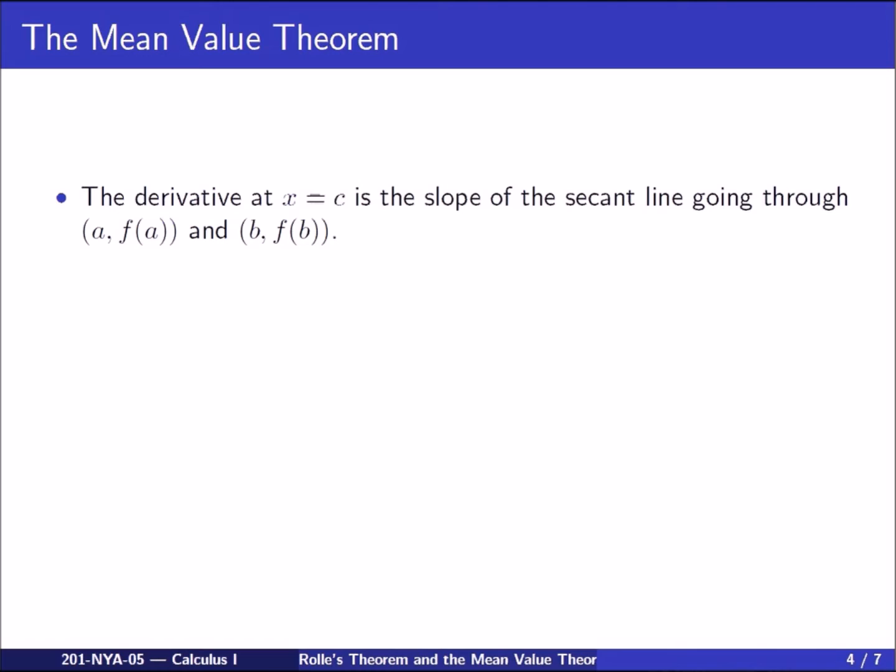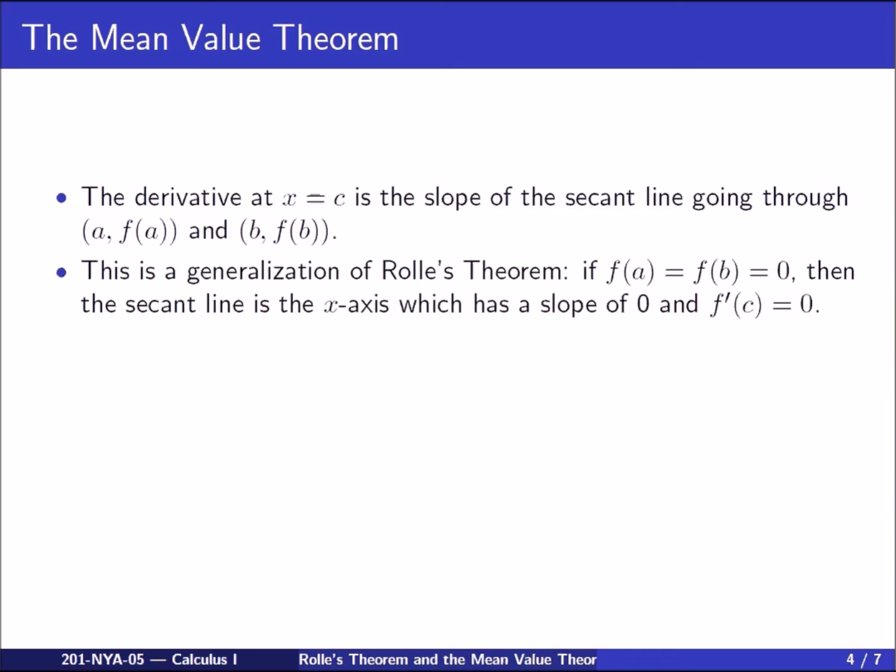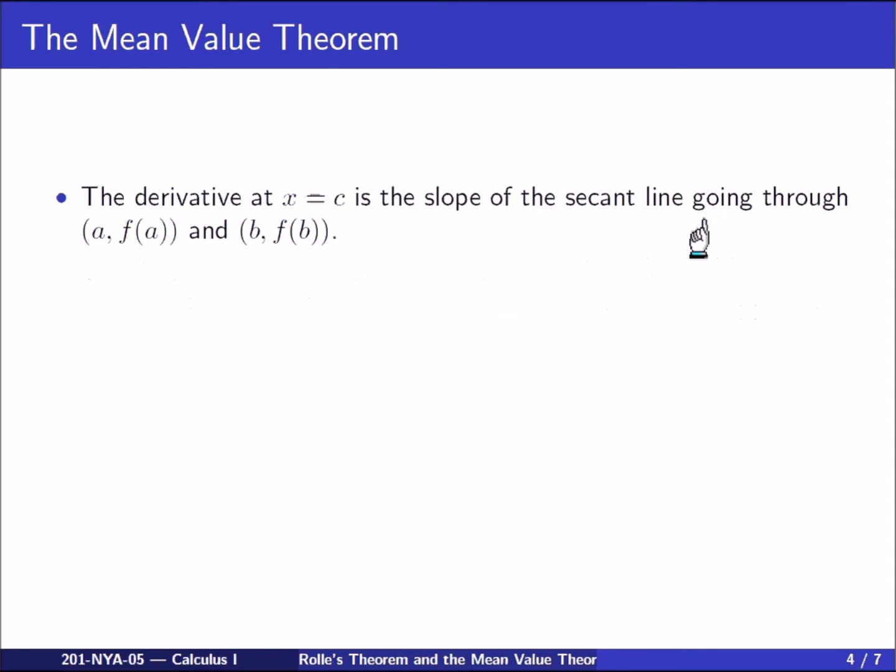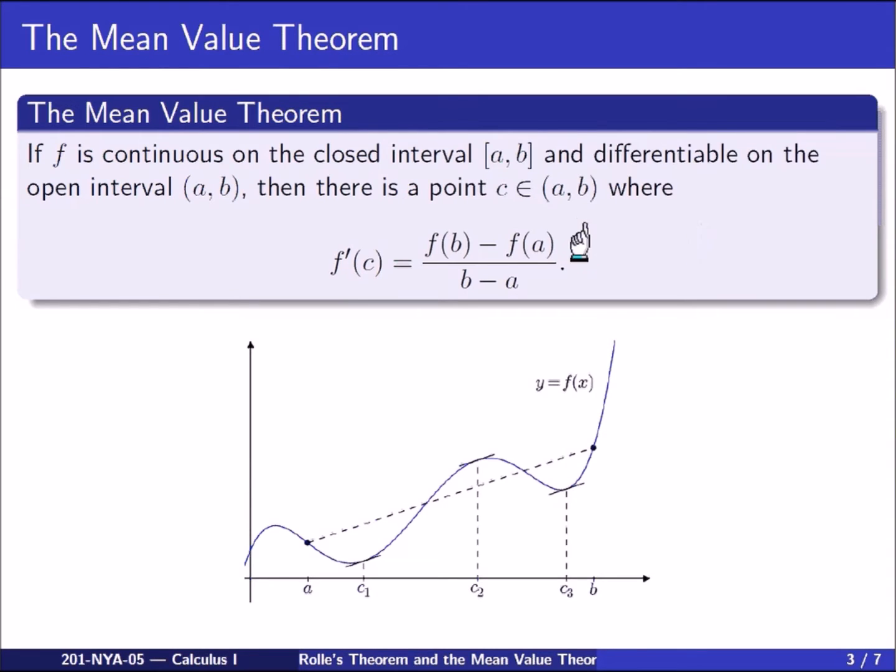One more thing that could be said about the mean value theorem is that it is a generalization of Rolle's theorem. That's because if you assume now that f(a) is equal to f(b), if you go back to the conclusion of the theorem, the numerator is equal to 0, and the conclusion is f'(c) equals 0, which was the conclusion of Rolle's theorem.